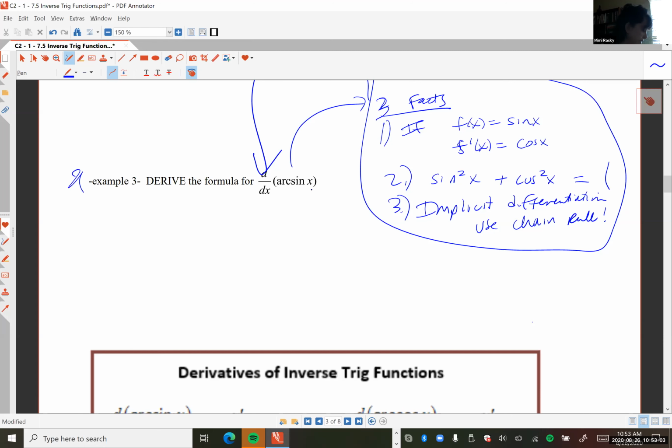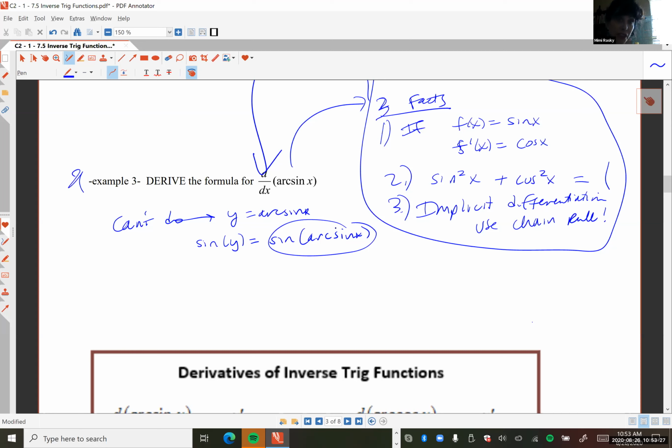Let's do the derivative. First of all, this function I don't know how to do. Can't get the derivative. So what I'm going to do instead is take sine of both sides of this equation. Why am I doing that? Just stay with me, this is a cool proof. On the right-hand side, you're going to use your knowledge of inverse functions. Sine of arc sine of x is just going to boil down to x. So x is equal to sine y, okay?